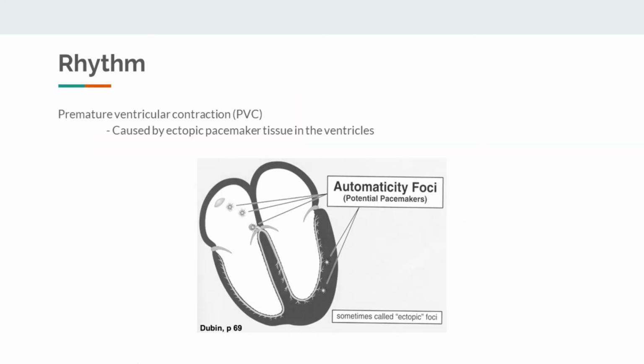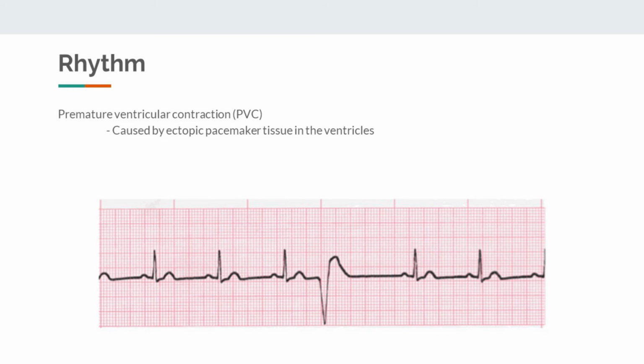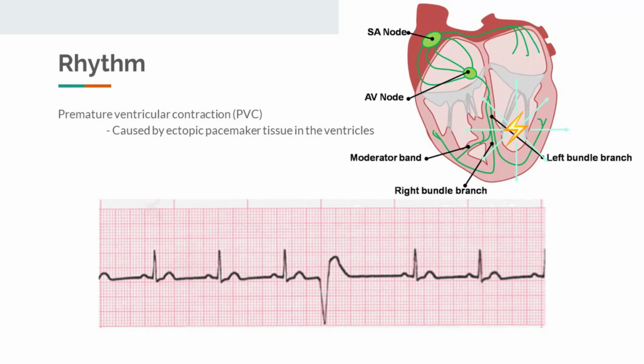PVCs, or premature ventricular contractions, are extra heartbeats that are caused by ectopic foci in the ventricles. This causes an EKG finding that looks like this. Because the impulses are originating from the ventricles rather than down the bundle of His and the Purkinje fibers, they are being conducted myocyte to myocyte. This causes the ventricles to depolarize over a longer period of time, causing a wide QRS complex.